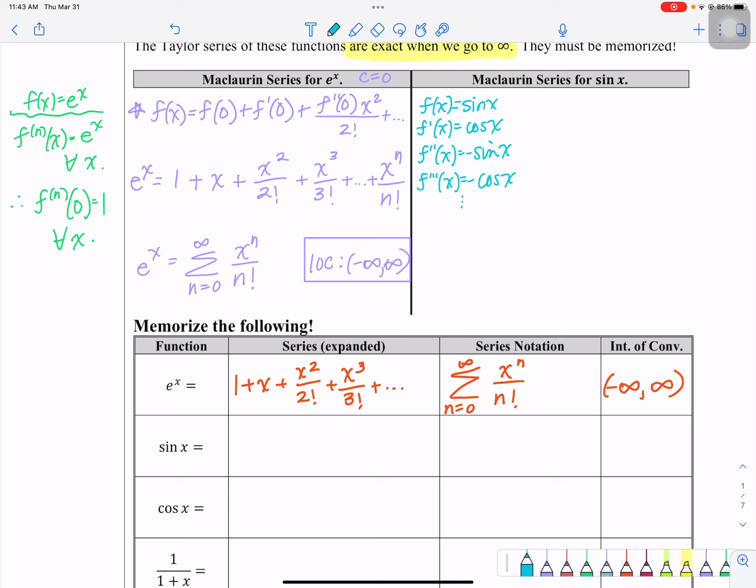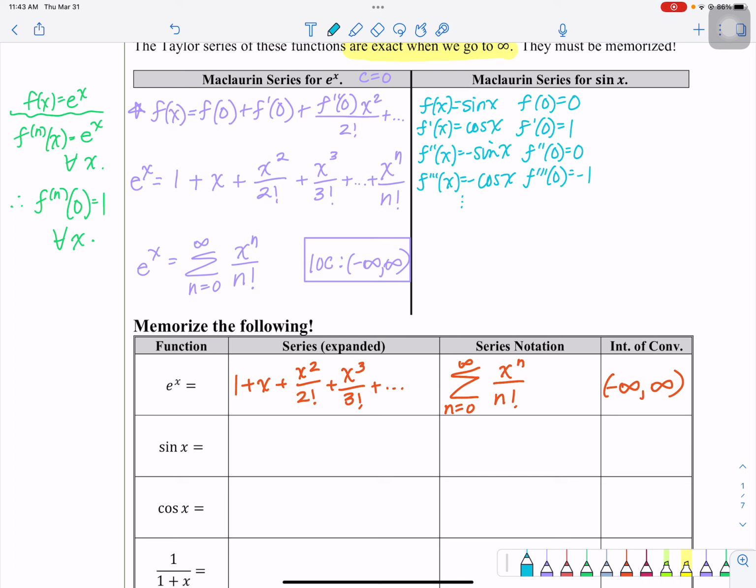Okay, so f of 0 is 0. The first derivative evaluated at 0 is 1. Second derivative is 0, evaluated at 0. And that third derivative is a negative 1.